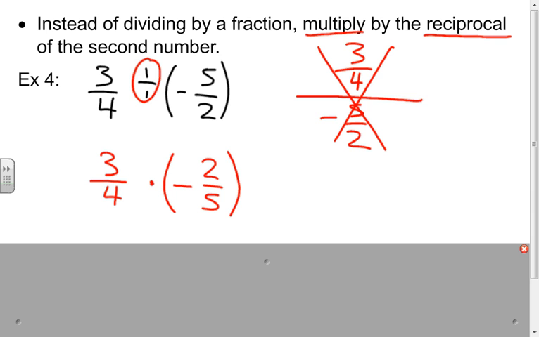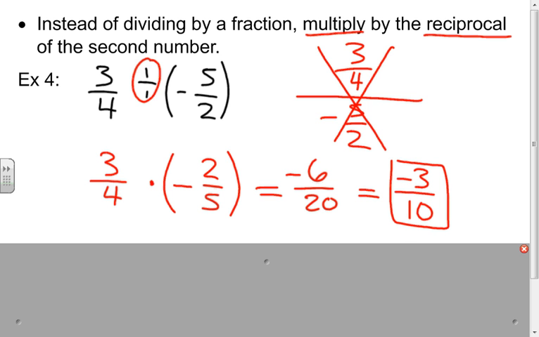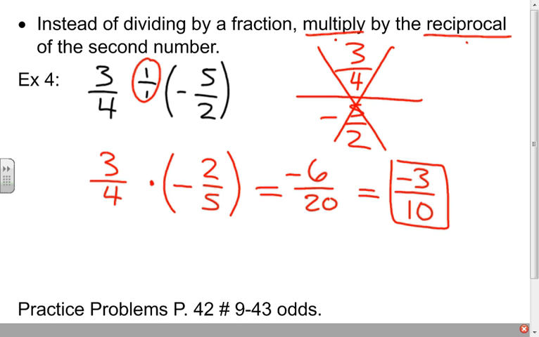Then I remember that the rule for multiplying fractions is straight across the top and straight across the bottom. So 3 times -2 is -6. 4 times 5 is 20. My answer is a fraction, so I have to check and see if I can simplify it. 6 and 20, I can take a 2 out of both of those, and I get -3/10. That would be my final answer. So you're not allowed to divide by a fraction. What you do instead is multiply by the reciprocal. Your practice problems for this section, page 42, numbers 9 through 43 odd.